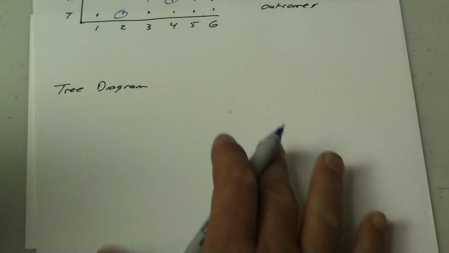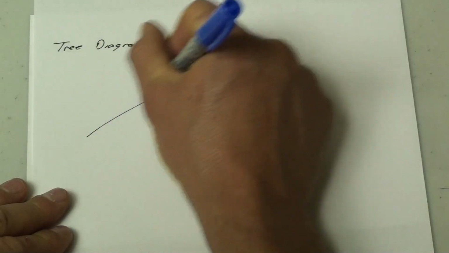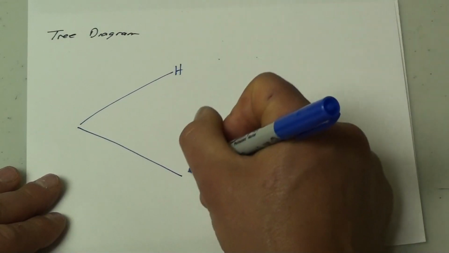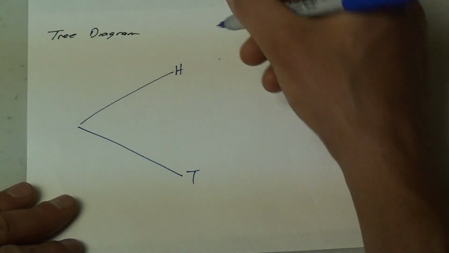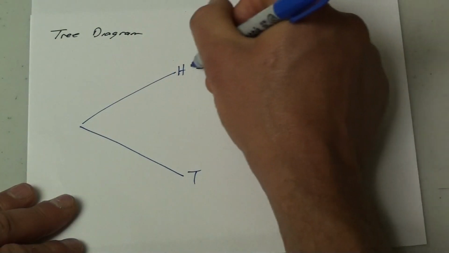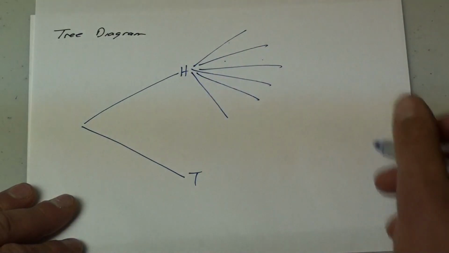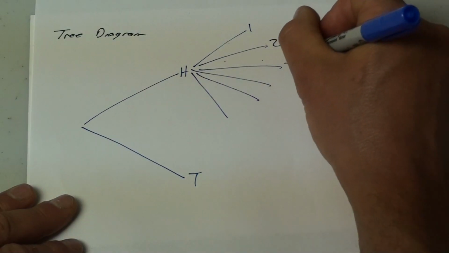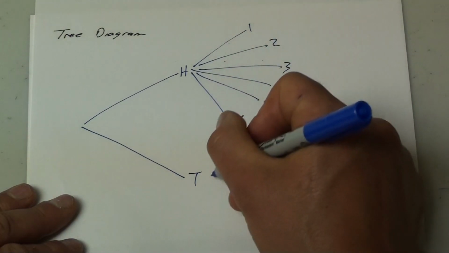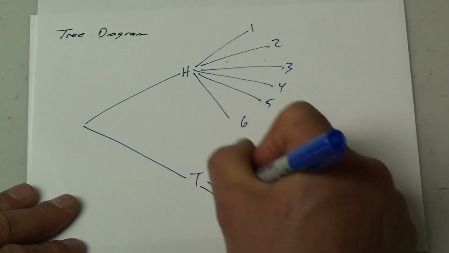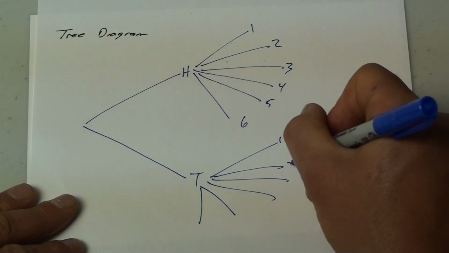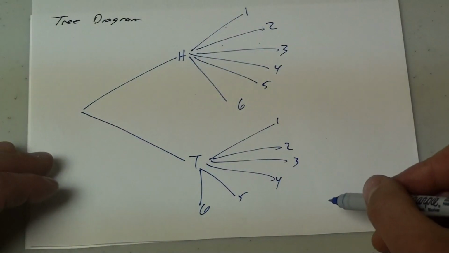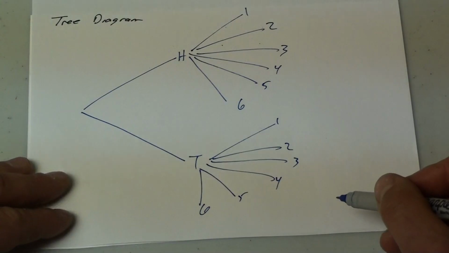If I do a tree diagram, same scenario. I'd start off with a couple of branches, starting from a common point, and maybe I'd put my coin, so heads and tails. And then I'd put my other scenario as individual branches of that. So my dice, 1, 2, 3, 4, 5, and 6, and then the same thing for the other one, 1, 2, 3, 4, 5, and 6. So again, all 12 possible scenarios are indicated.